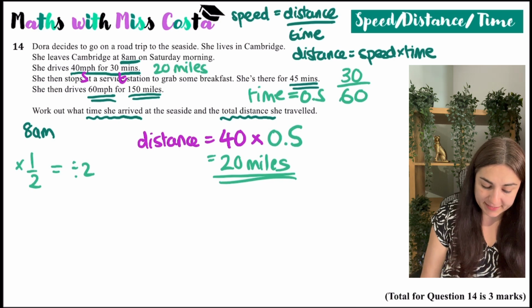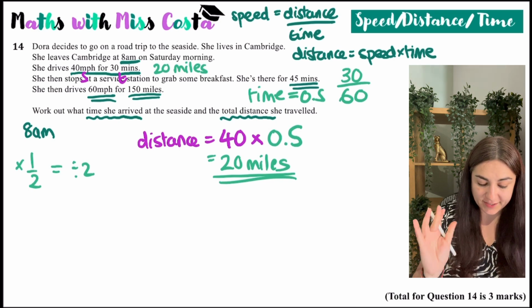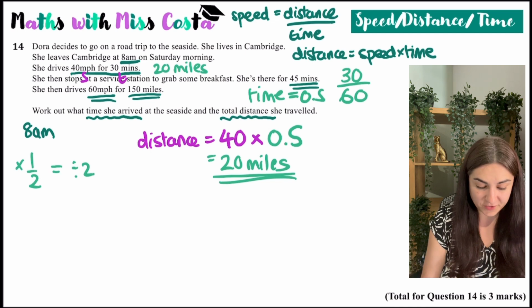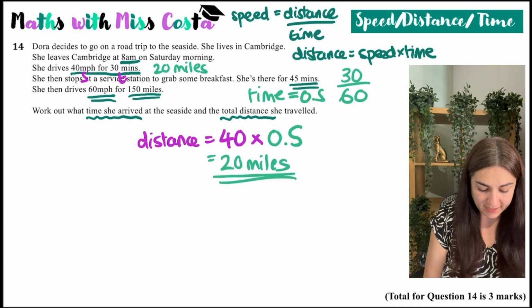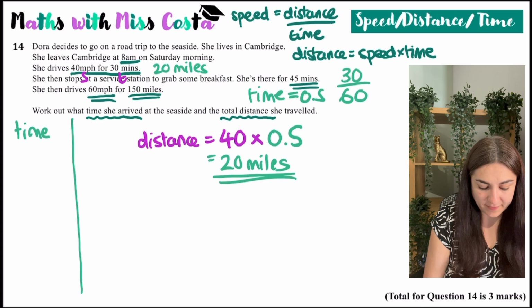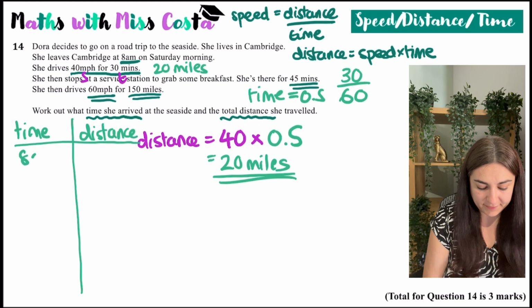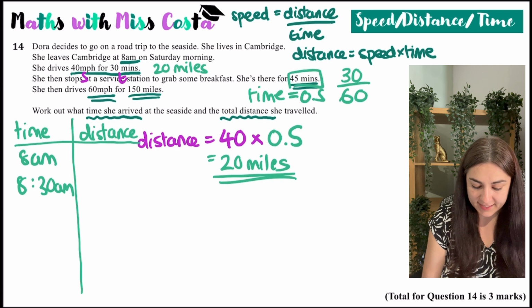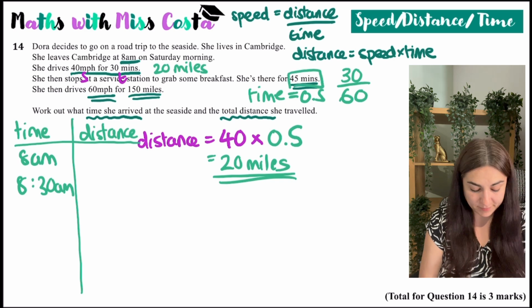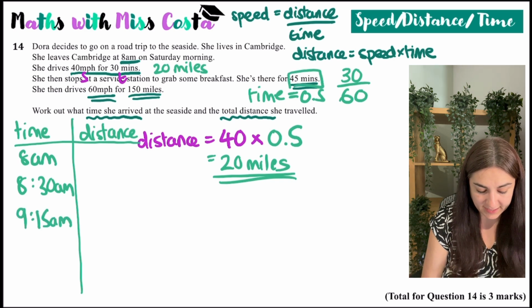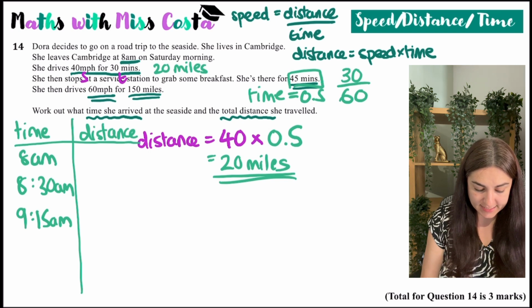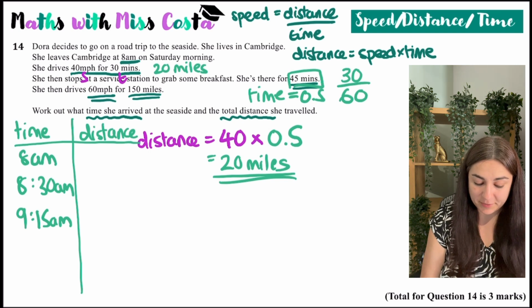She then stops at a service station to grab some breakfast. So there's two things I need to be working out. One is like the time, so I can set up a little column here. This is going to get a little bit messy. So time, and then I also need to work out the total distance. So the time, she leaves at 8 a.m. She drives for 30 minutes, so that will be 8:30 a.m. She then stops at a service station and is there for 45 minutes. So 8:30 plus 45 minutes is going to be 9:15 a.m. And then drives for 60 miles per hour for 150 miles.